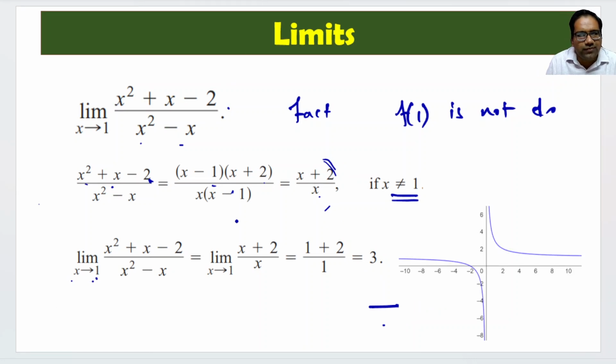If you look at the graph of this function, x plus 2 by x is this entire graph. When x equal to 0, as we approach from the left side, it will become minus infinity. From the right side, it will become plus infinity, whatever. But this graph is the graph where this one point is missing. When x equal to 1, this point is missing. But this graph, x plus 2 by x, is identical to the original graph, except for the point when x equal to 1.